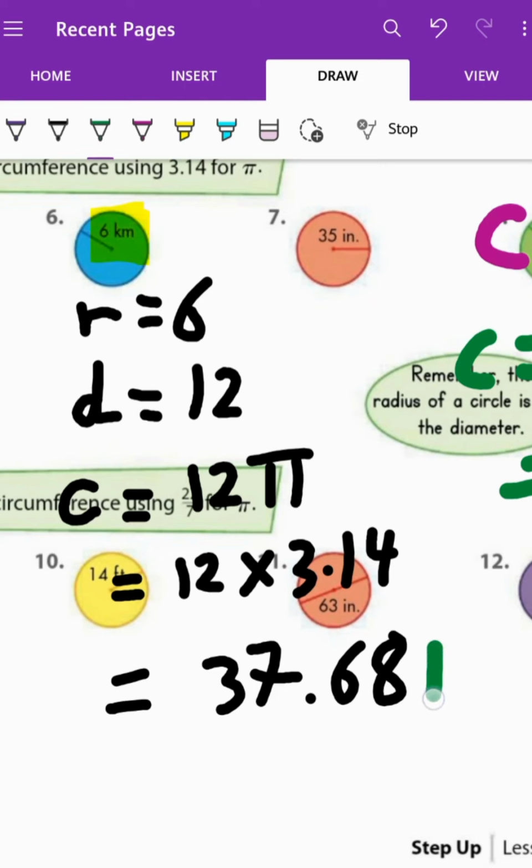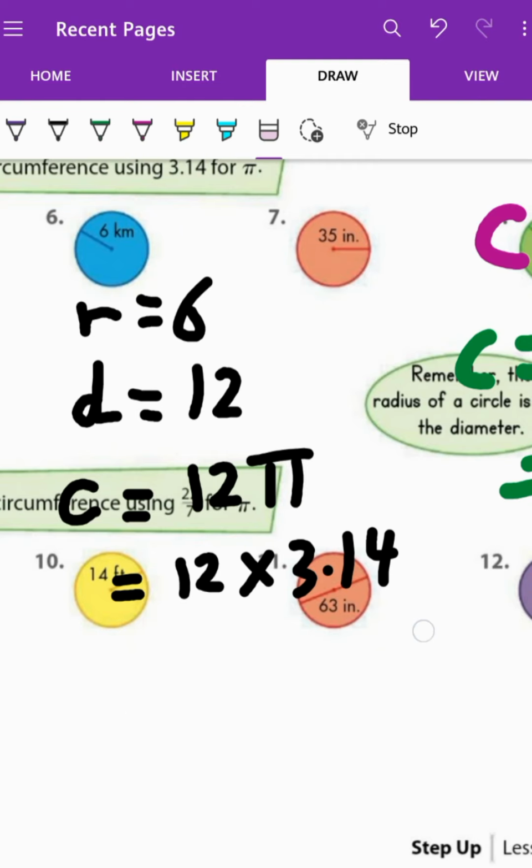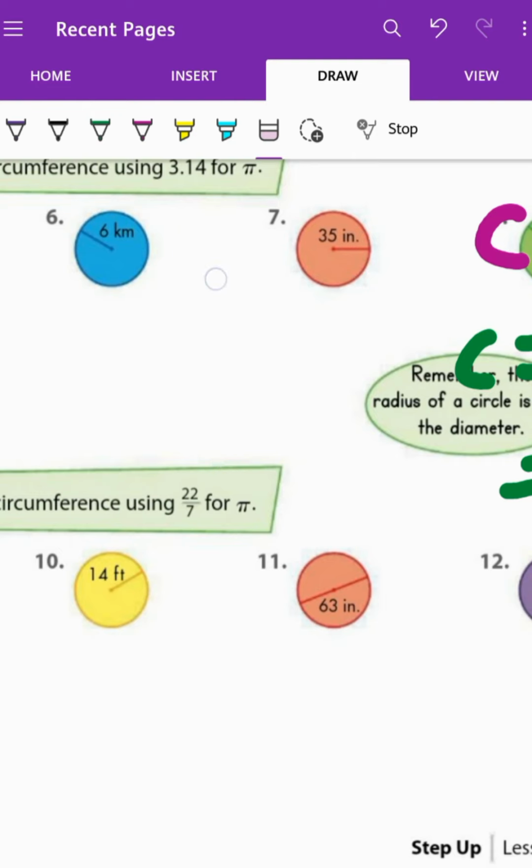So we write kilometer. The length around the circle here is 37.68 kilometer. So it is a huge circle. Imagine that you have a circle with a circumference of 37 kilometers. It's very huge. Now, I think it is clear. Let us take the last question here.